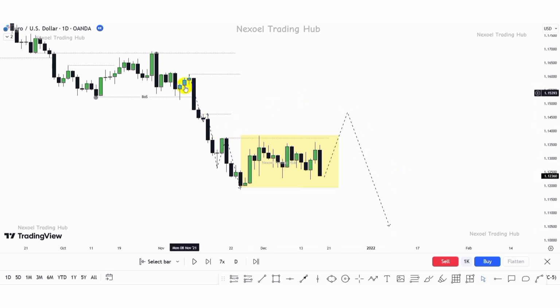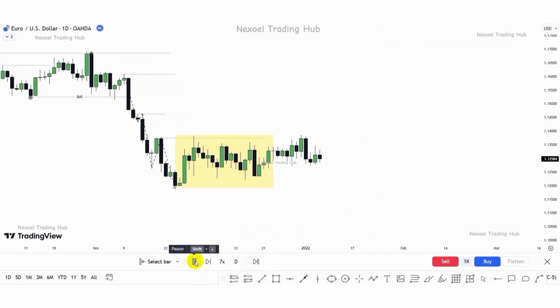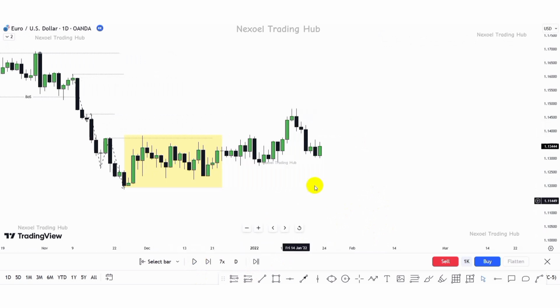Because we have a fair value gap unmitigated, and we also have this extreme here, there's a possibility that price could return and mitigate, fill up this fair value gap. That will give us the manipulation, and then we have the distribution. So let's just play price to see. Okay, still ranging. All right, awesome.